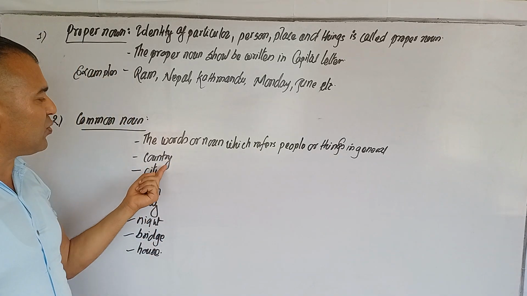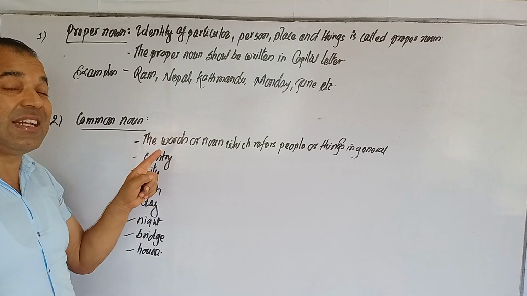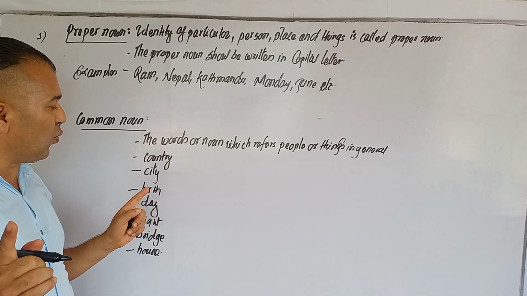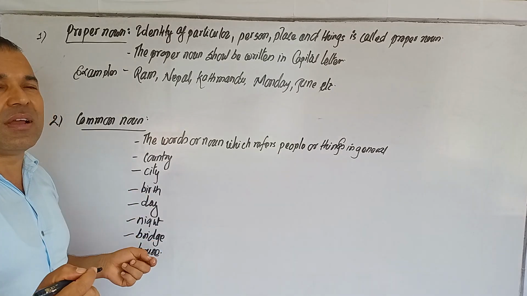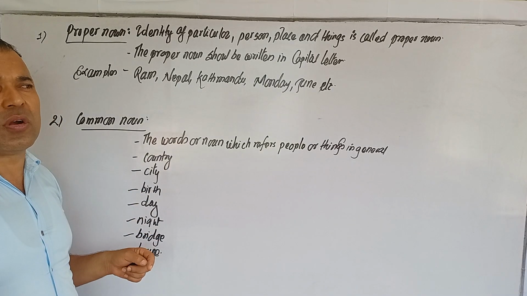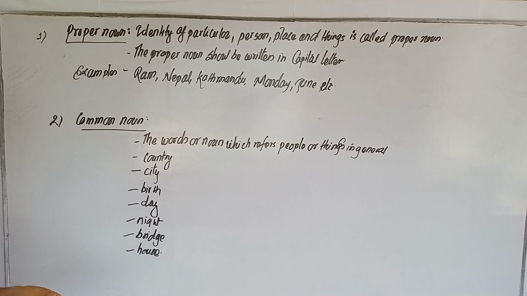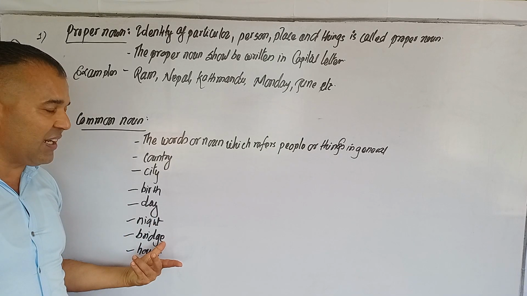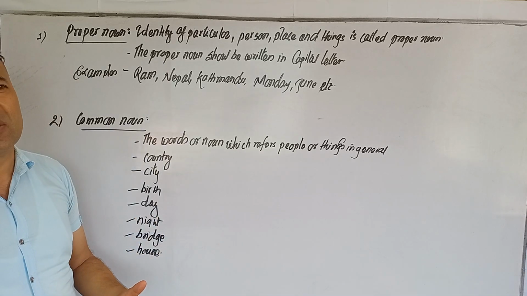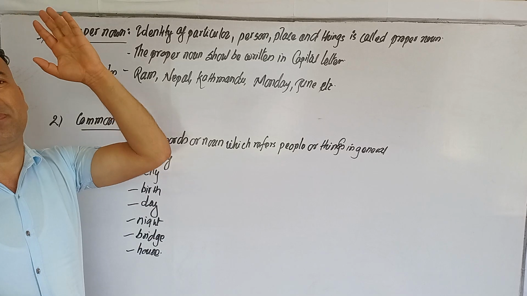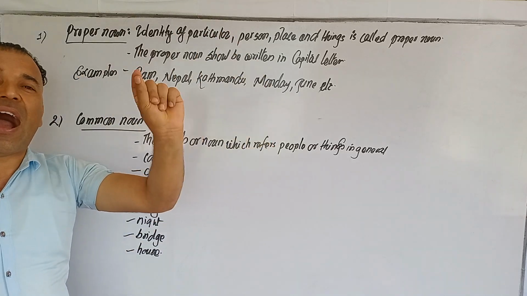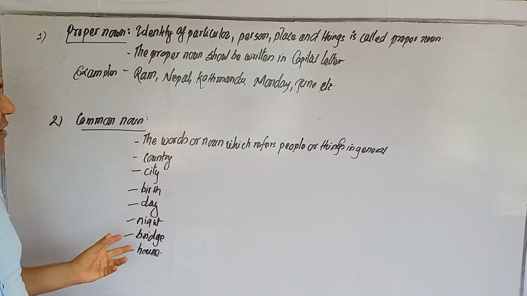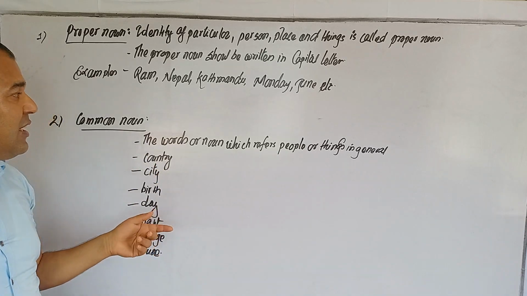The common noun which refers to country. Why is it called common noun? Because country means many countries. City means not only one city. That's why it is common. Birth is not only birth, different types of birth, men's, animals' birth, birthplace, a man's birthday, a night, breeze, different types of breeze. House does not indicate only a big building, small house, many. That's why it is called common noun, because it commonly indicates. House means not only the house, day means not only the day, night, country means not only the country, city means not only one city. That's why it is the common noun.